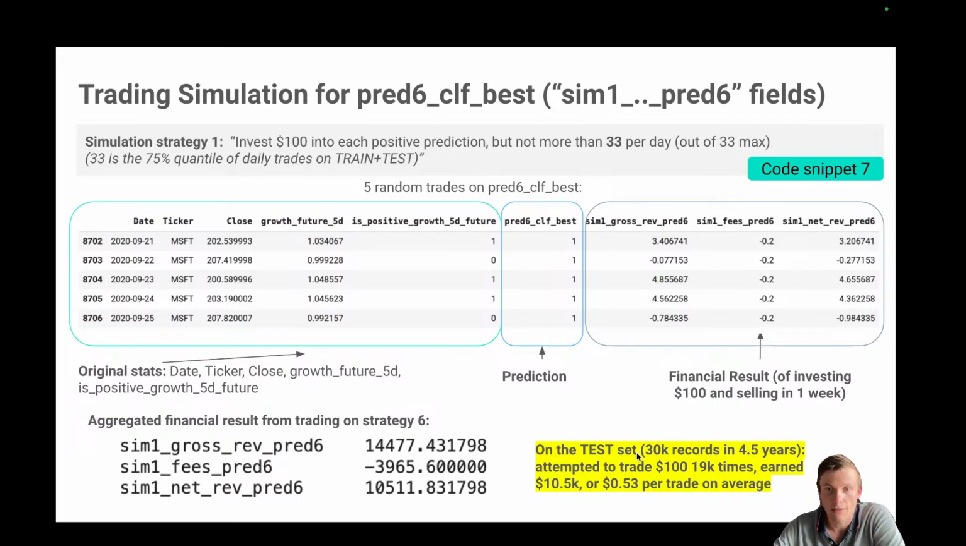If you think about your approximate results, we attempted to trade 19,000 times. That's a lot, and you can't do it manually. We earned 10.5 thousand, or approximately $0.53 per each trade of $100. Not a very rewarding thing, but it was only a 5 days trade, and it was 0.5% of a net revenue, which is not bad.